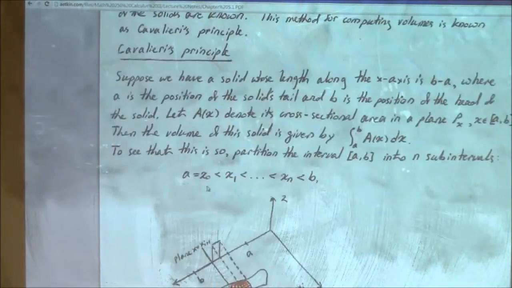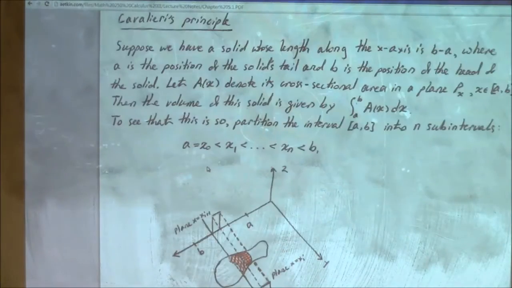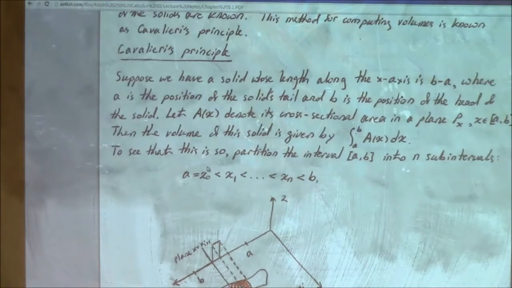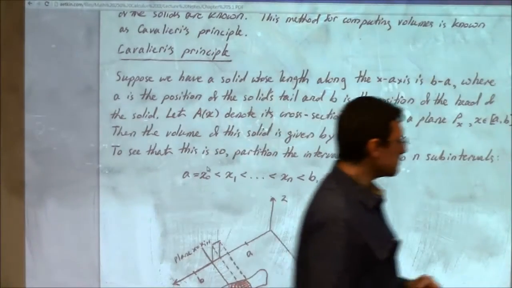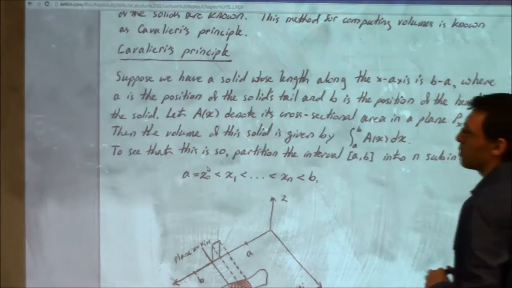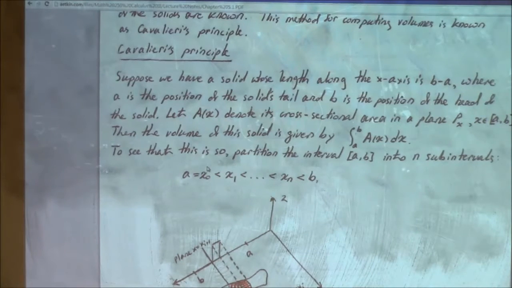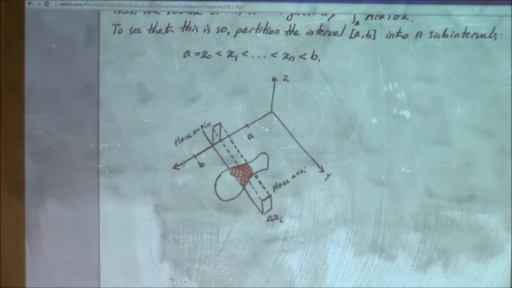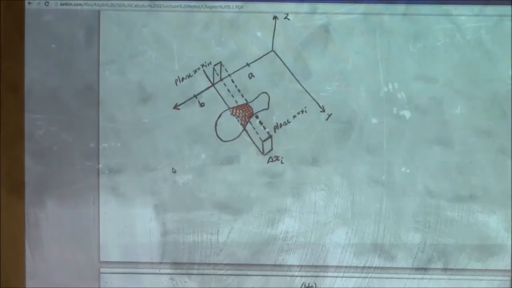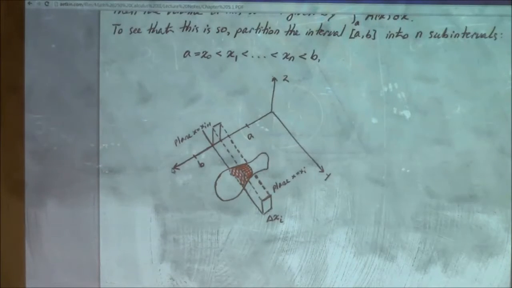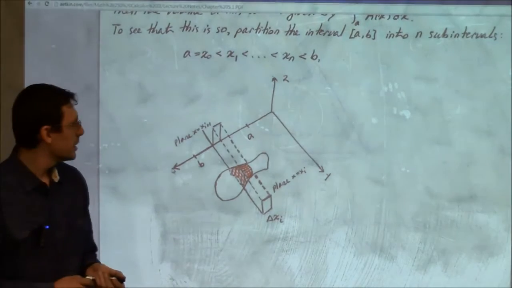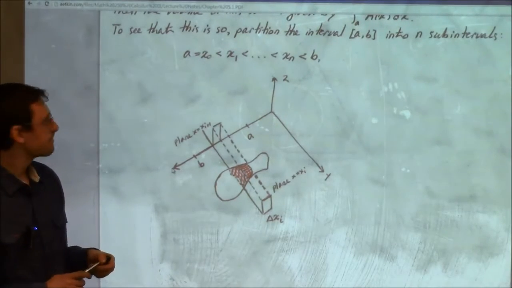So having stated that, one of the main tools we're going to use is Cavalieri's principle. Cavalieri wanted to investigate how to calculate, let's say, the volume of shapes. So here is a picture of a chicken leg. Right? So my goal is to find the volume of the chicken leg under certain assumptions.